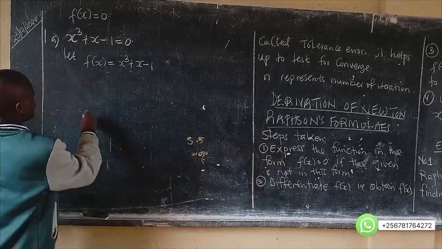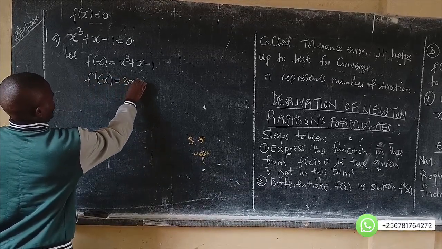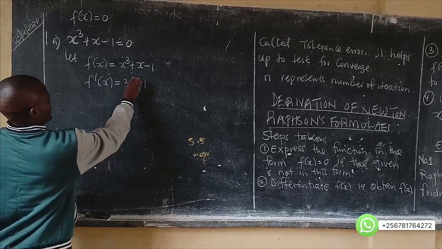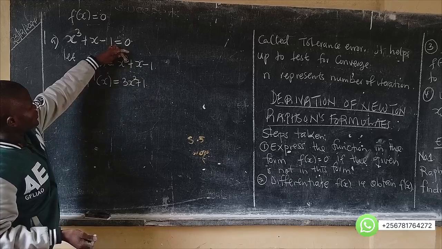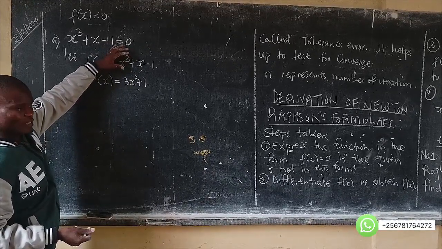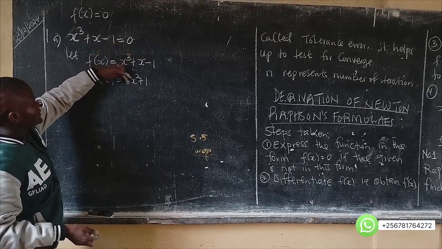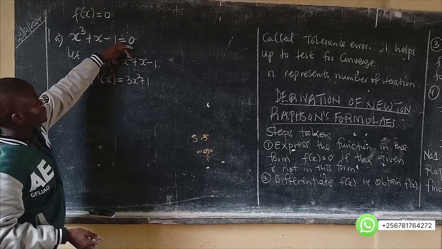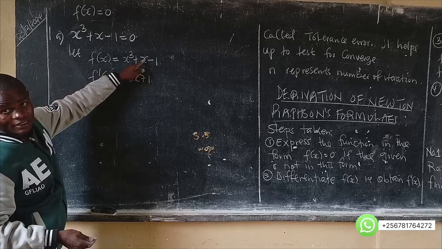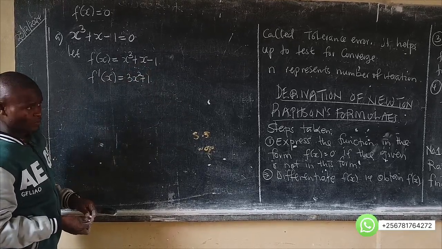The second step was to differentiate this function, and this will be 3x squared plus 1. Why is this 3? We say in differentiation we drop the power and reduce it by 1. That is how we differentiate a polynomial function. So this is x power 3. When I drop the 3, it is a 3. Write x power 3 minus 1, which is a 2. Then plus, when I differentiate x, I get a 1. Then when I differentiate a constant, I get a 0.